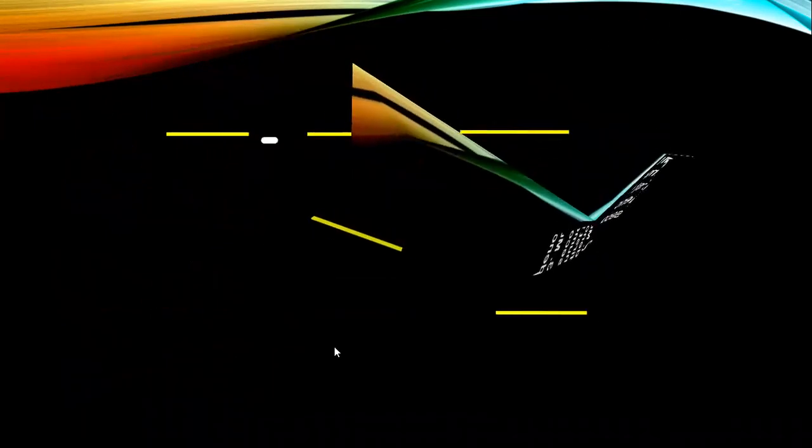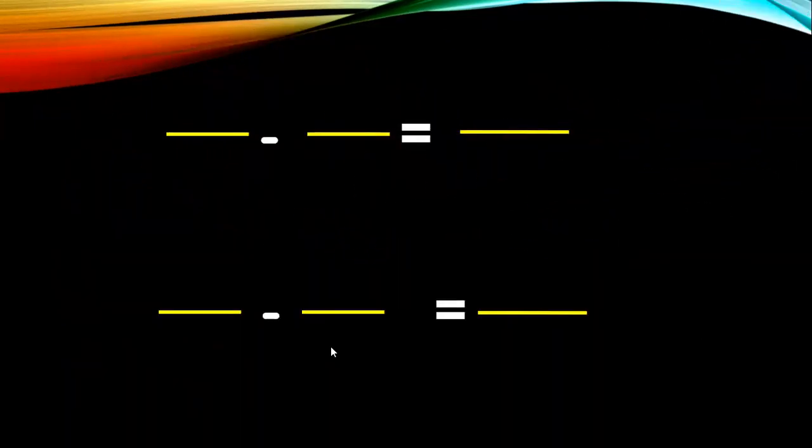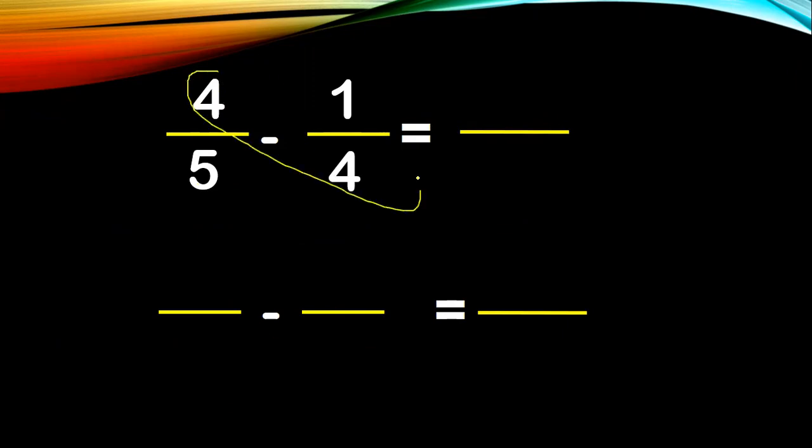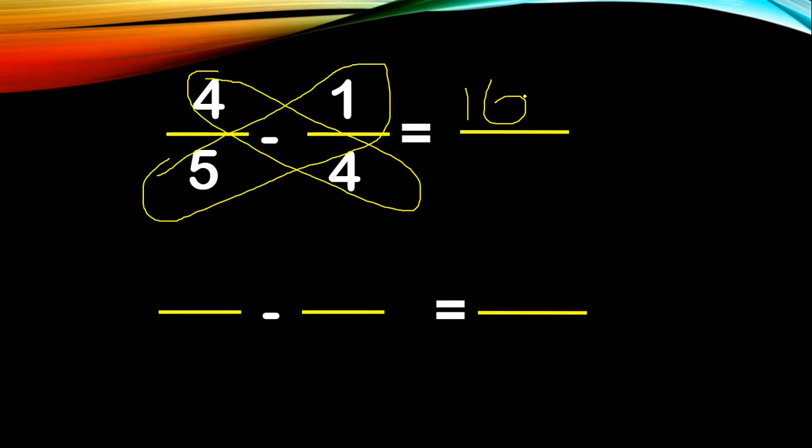Let's proceed with subtraction of dissimilar fractions. I have here 4/5 minus 1/4. Same process with the addition. You just have to multiply the numerator of the first fraction to the denominator of the second fraction, and that is 4 times 4, and that is 16. And then multiply the denominator of the first to the numerator of the second fraction, that is 5 times 1, and that is 5. And then copy the operation.